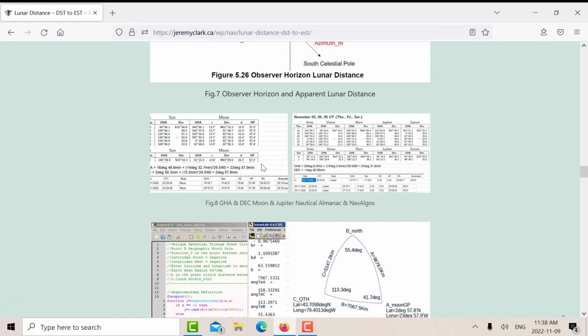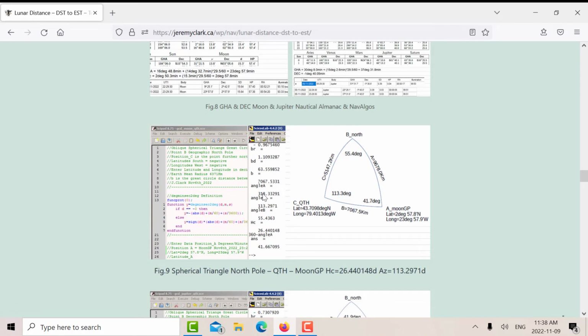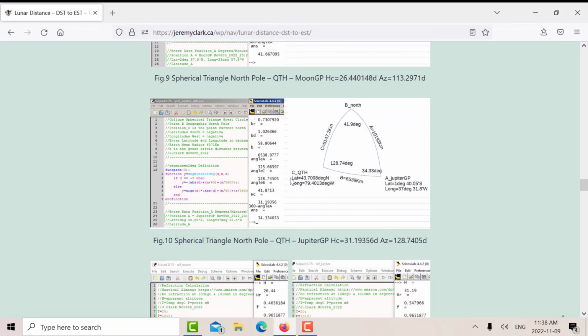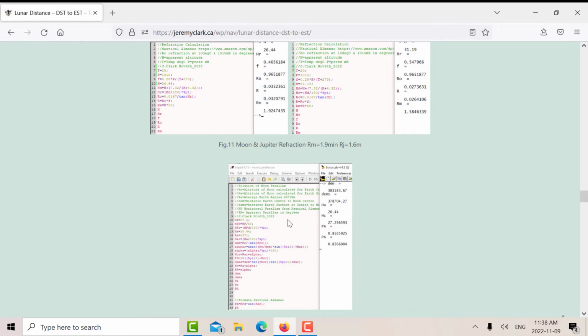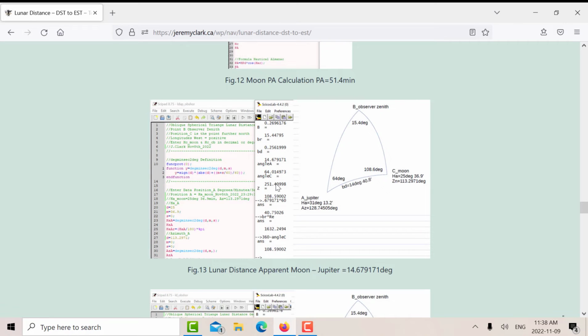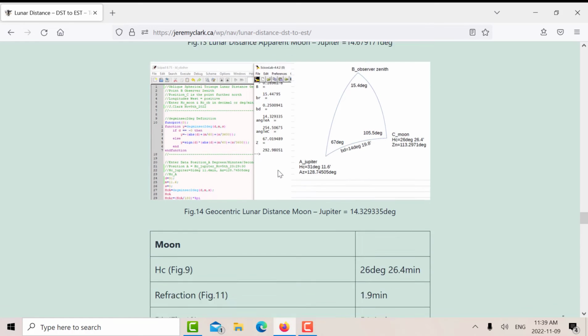Here's a table of the Greenwich hour angle and declination for the moon and Jupiter from the Nautical Almanac, and I checked it with navigational algorithms. So here's a calculation of HC and azimuth for the moon, and a calculation of HC and azimuth for Jupiter. So I'm working out the refractions there. That's the PA for the moon. This is a calculation from the spherical triangle. There I'm calculating the apparent lunar distance, and there I'm calculating the geocentric lunar distance.